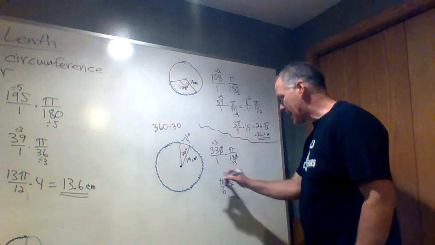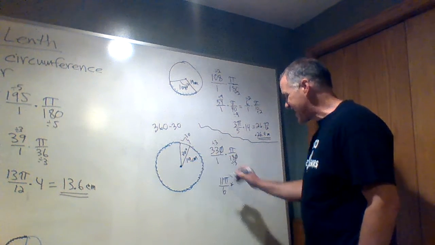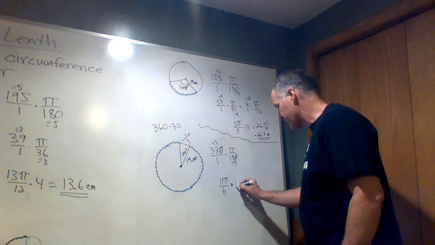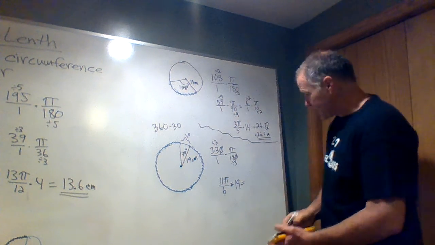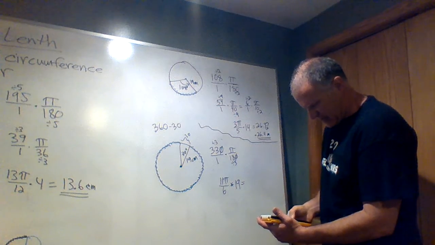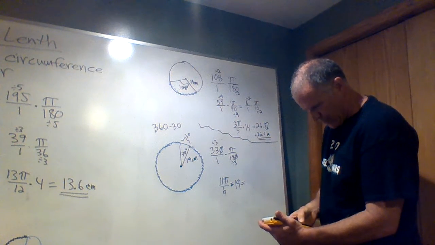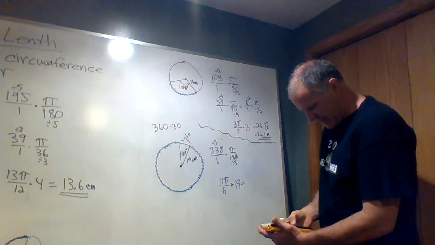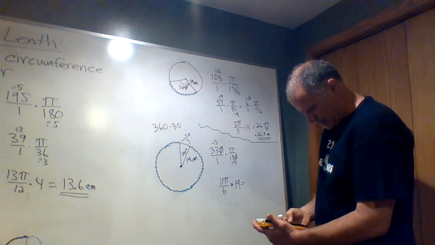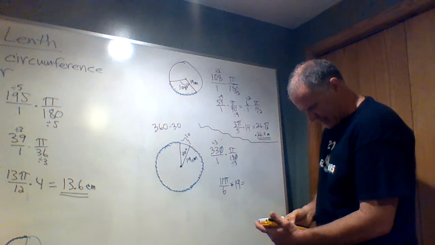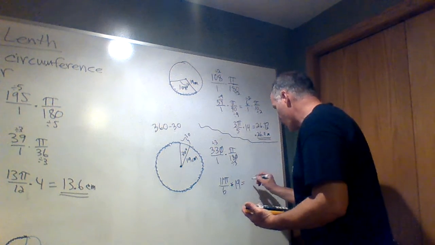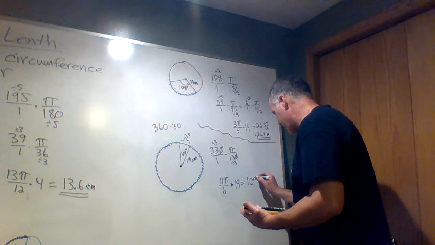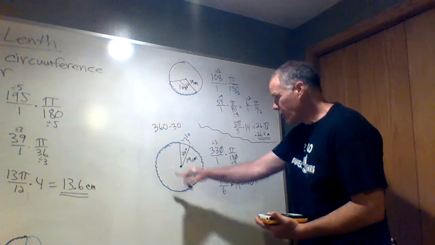Okay, and then times my radius. My radius is 19 centimeters. Okay, so we're ready to type this in. 11 times 3.14 divided by 6 times 19. And, okay, this is a big one. 109. And that's a long way around there.